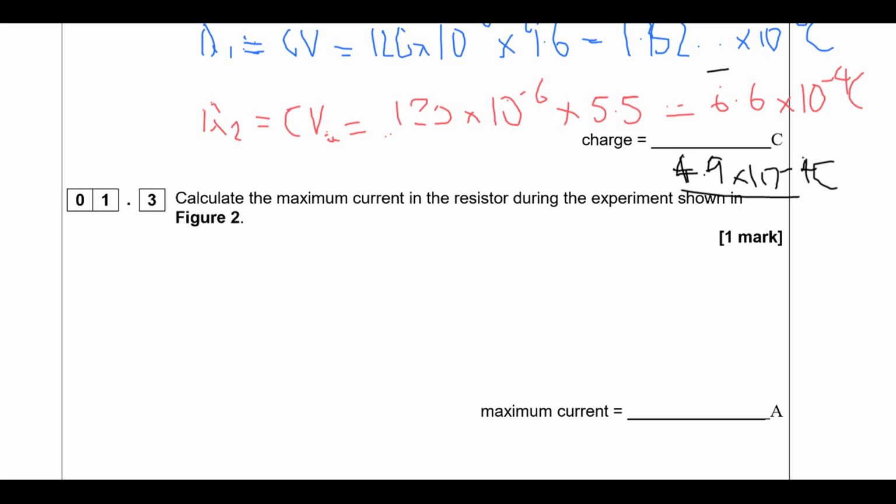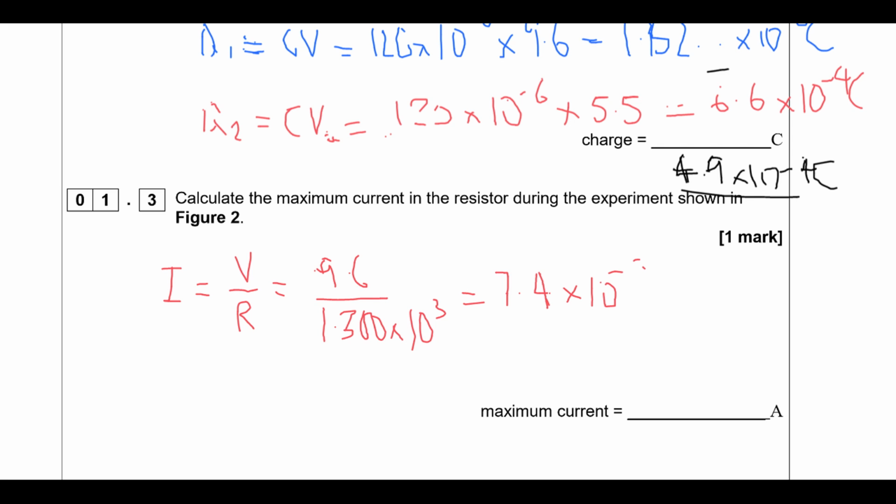The next question wants us to find the maximum current. So that would be when we have maximum potential difference, because the two are directly proportional. So to get the current, we need the maximum potential difference divided by the resistance. So that was 9.6 was the max potential difference, divided by 1.3 kilo ohms. So let's calculate that one now. So 9.6 divided by 1300 gives you 7.4 times 10 to the minus 3 amps, because it's current. Okay, so that's that one.